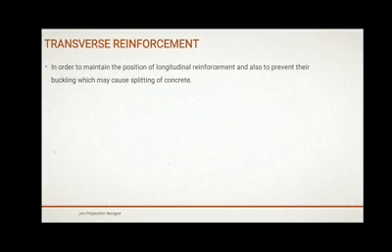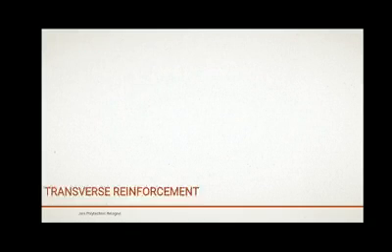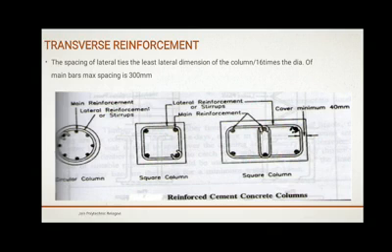Transverse reinforcement. In order to maintain the position of longitudinal reinforcement and also to prevent it from buckling or splitting, transverse reinforcement is provided. The diameter of transverse reinforcement shall not be less than 1/4 the diameter of the main bar. Here in this image you can clearly see the difference between lateral reinforcement or stirrups or transverse reinforcement and main reinforcement.